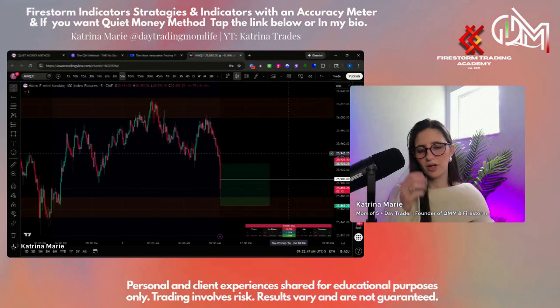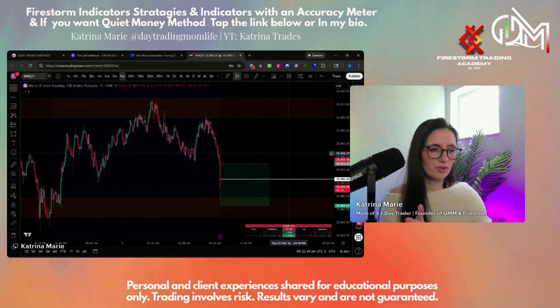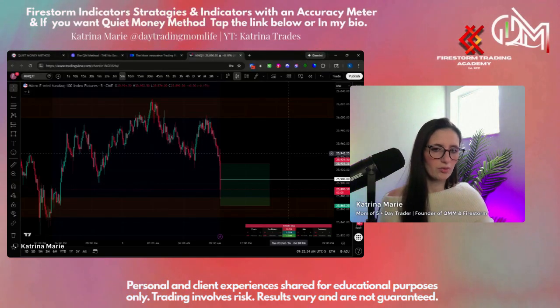I am currently trading my 13 Apex accounts. So if you're wondering when I'm trading, I have 13 Apex accounts and I'm currently working on those.